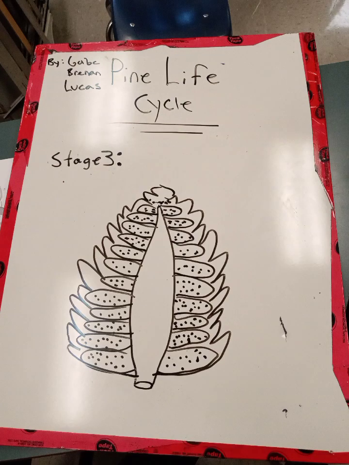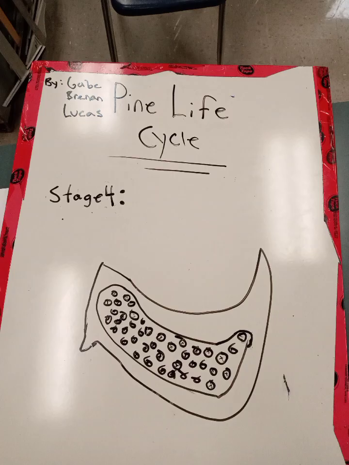Stage 3. A longitudinal section of a male cone shows it is made up of many fertile scales spirally arranged around a central stalk. Stage 4. A longitudinal section through one fertile scale will reveal the contents of a pollen sac. There are two pollen sacs side by side on a fertile scale.